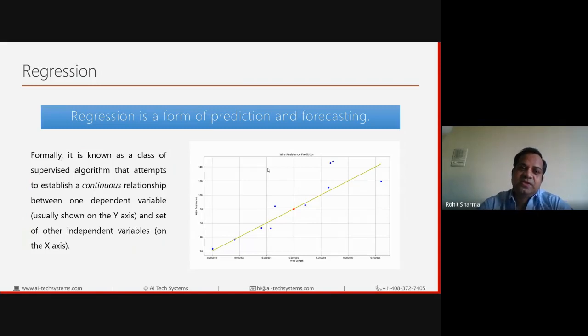So with that, supervised learning has two different flavors. One is regression, which is a form of prediction or forecasting, and the other one is classification, which is finding what kind of class a sample belongs to. And remember, these two are supervised algorithms. What that means is you need a labeled data set. So every sample in the data set must have a label or a value. If it's a regression, then it will be a value.